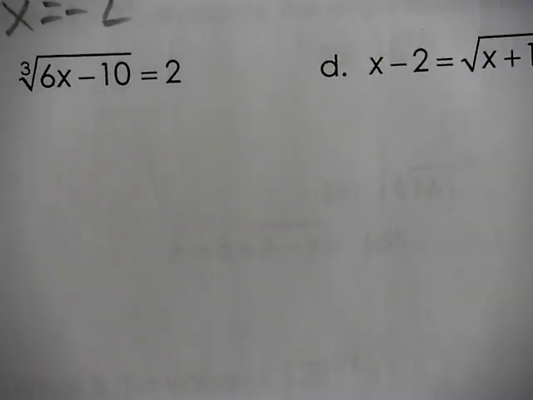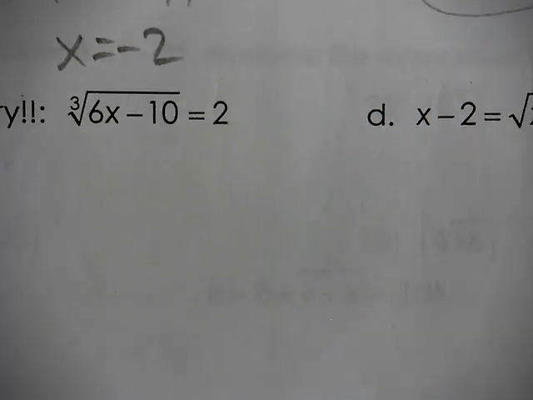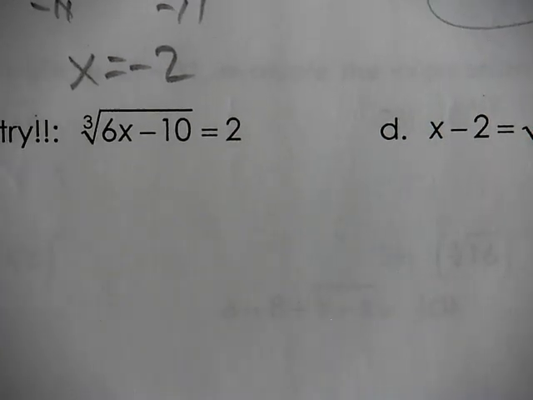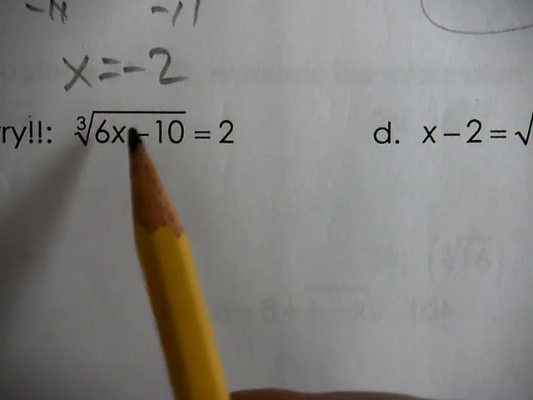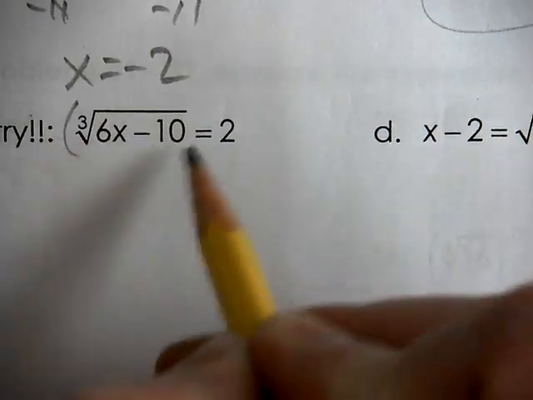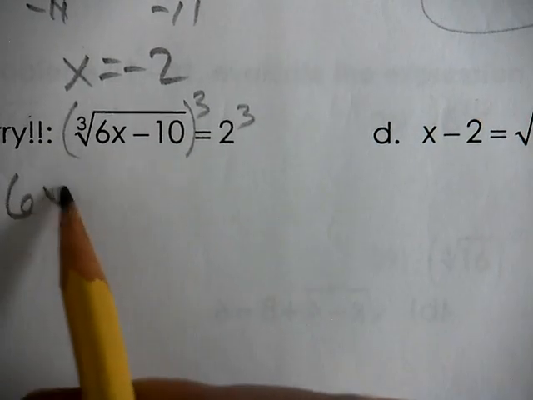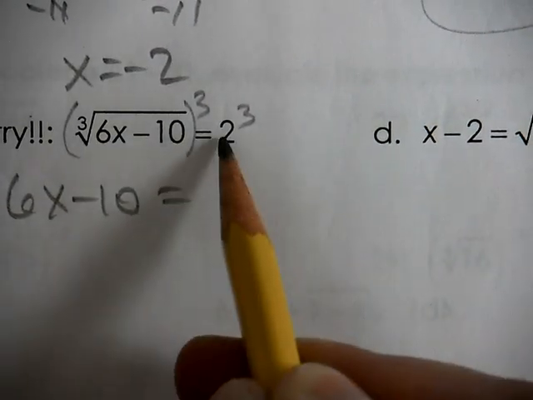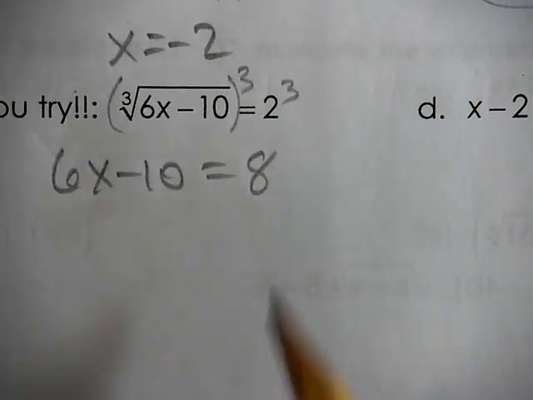So you go ahead and try this one. Pause the video, work through this one, come on back, and we'll work you through it. So we see the radical is isolated already. It's a cube root, so we're going to raise it to the third power. You get the value that's inside. 2 times 2 times 2 is 8. Don't put a 6 there.